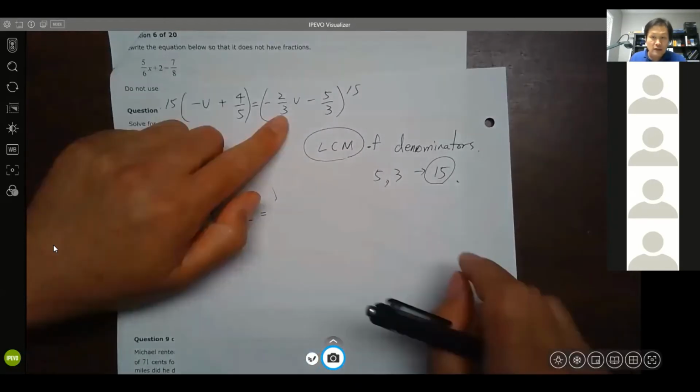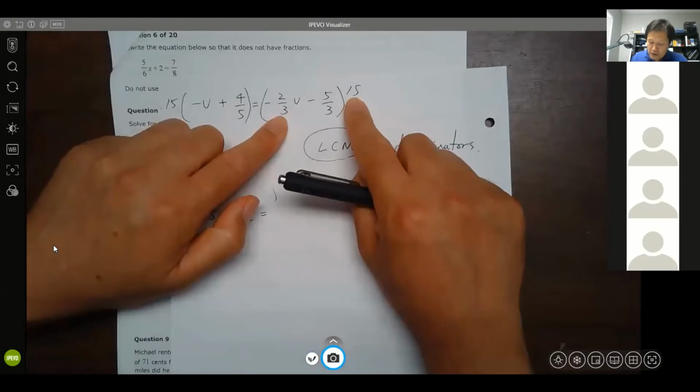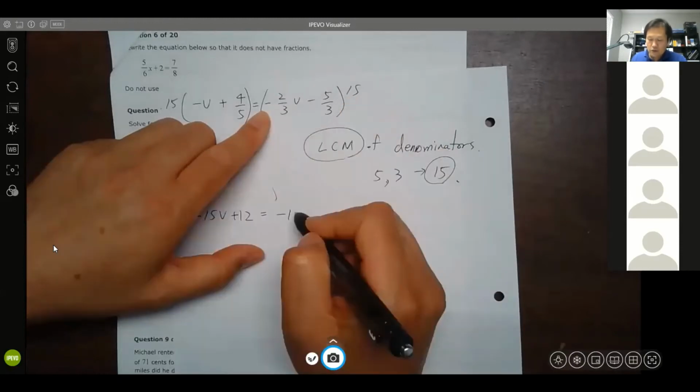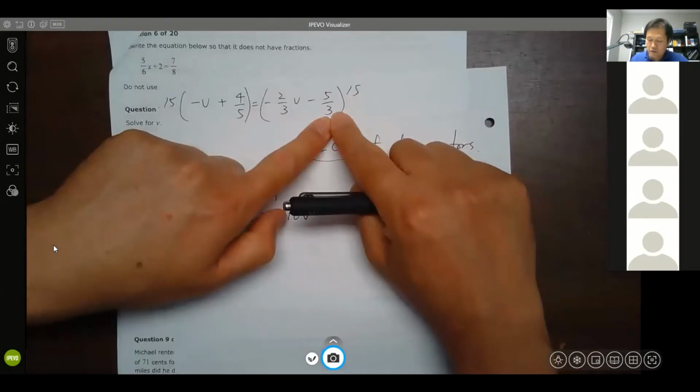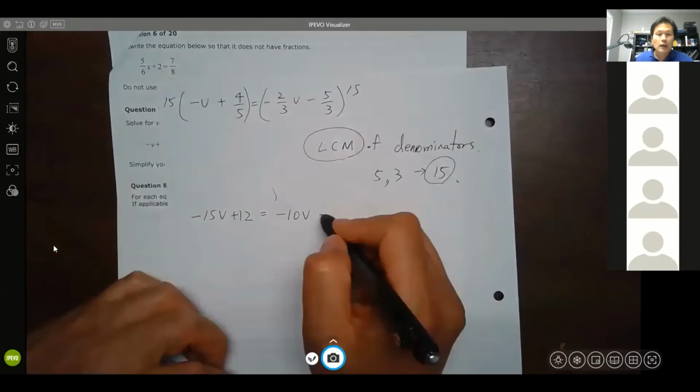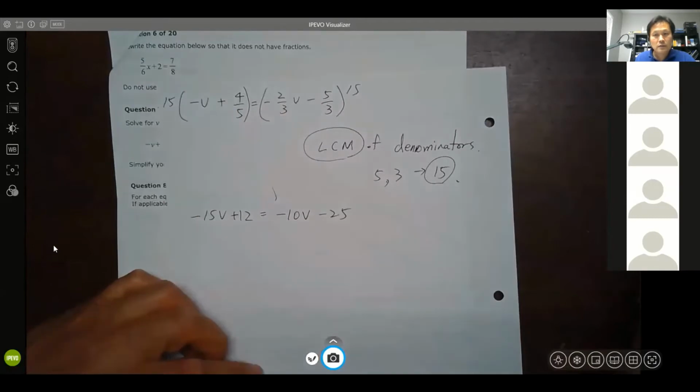3 and 15, you cancel out with the 3. So you get 5 times minus 2, which is minus 10. 3 and 15, you cancel out with the 5, divide by 3 each. So you get 5 times minus 5. Did I go way too fast? You guys are following okay?